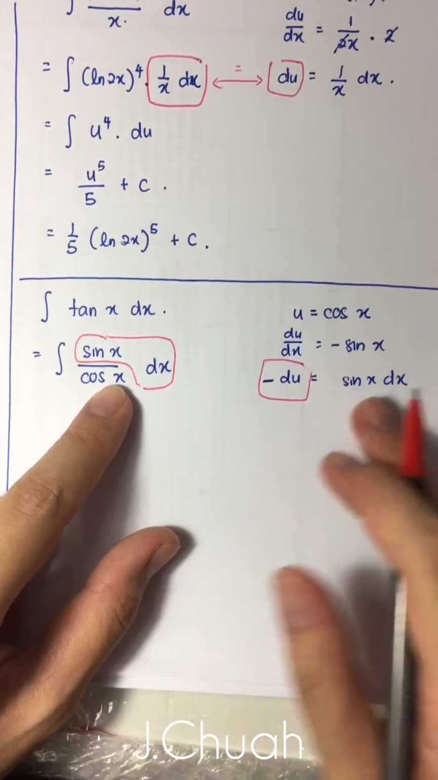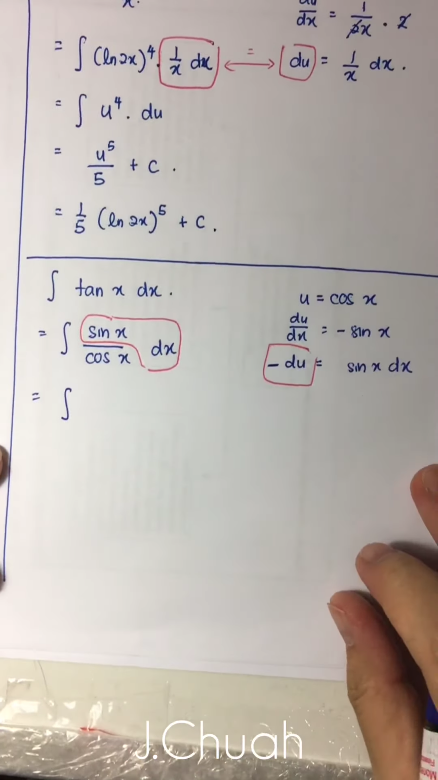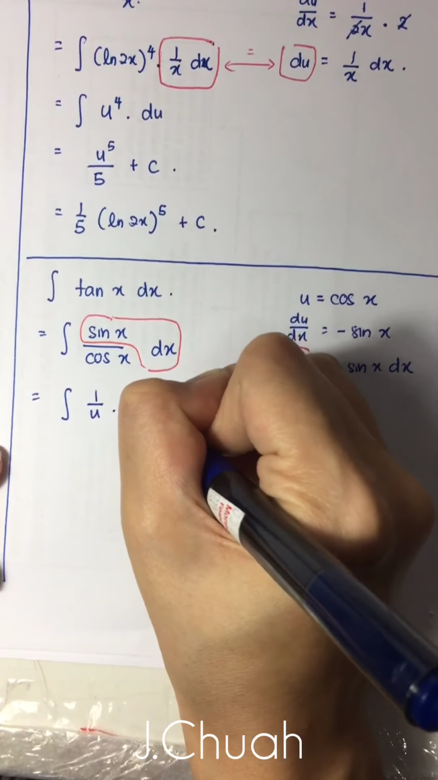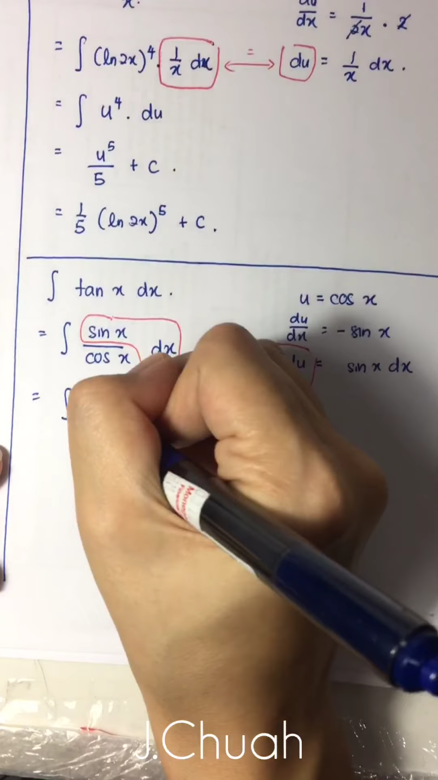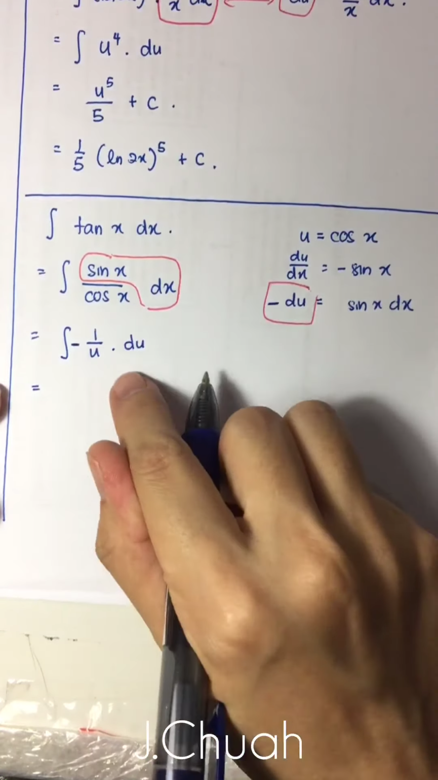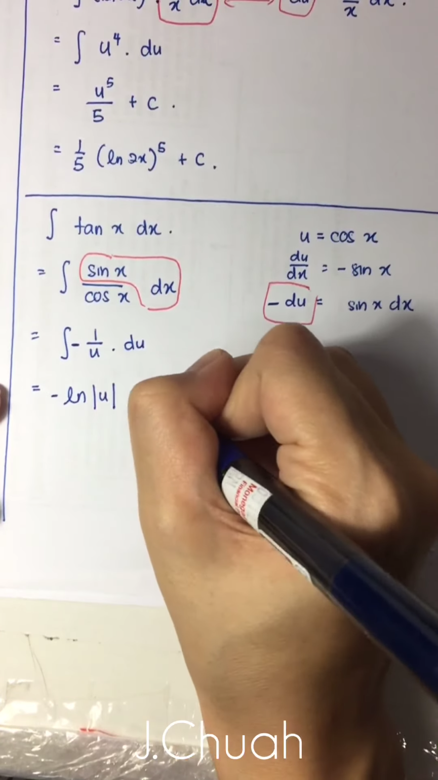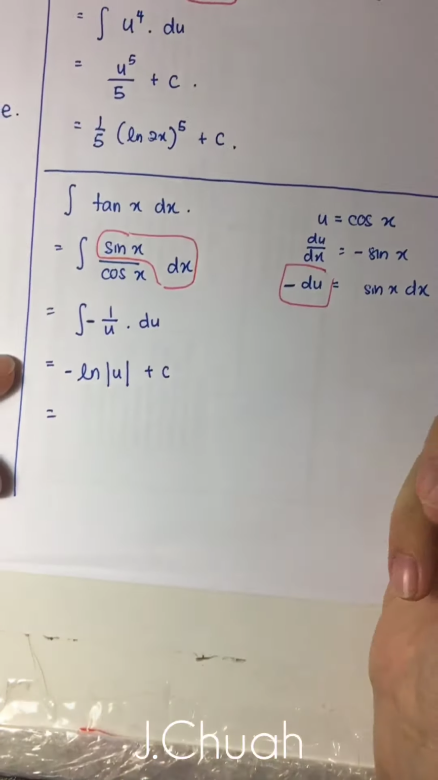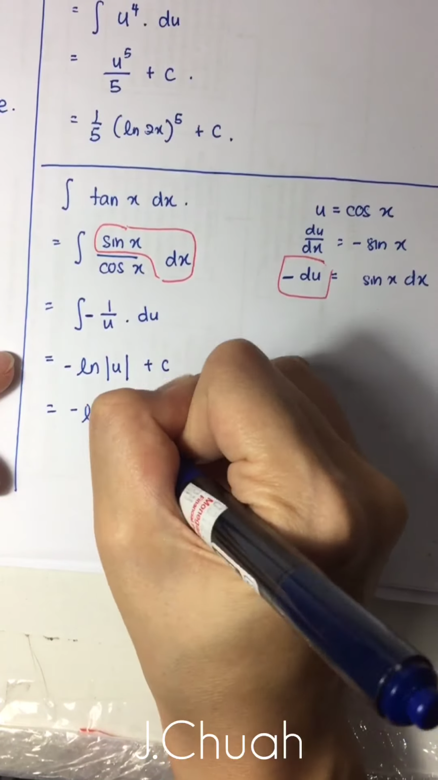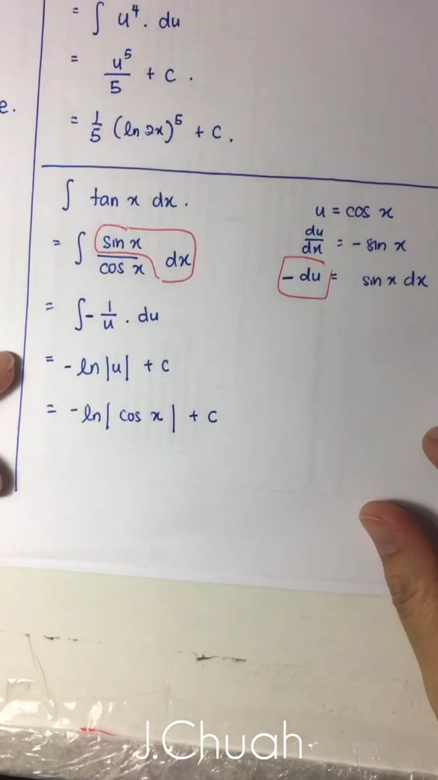Did you see? So now you can rewrite it in substitution. This will be 1 over u times du with the negative. Integrate this one, you will get negative ln u plus c, and you substitute negative ln cos x plus c. The end.